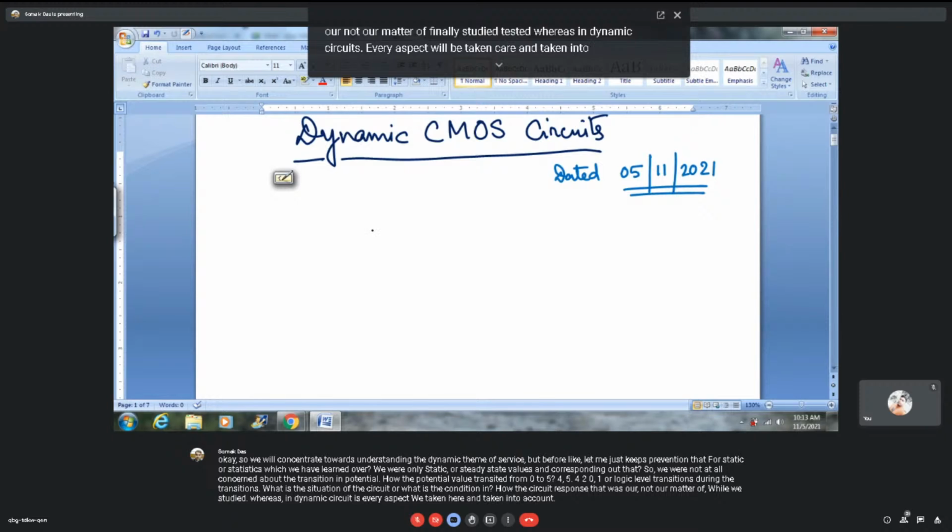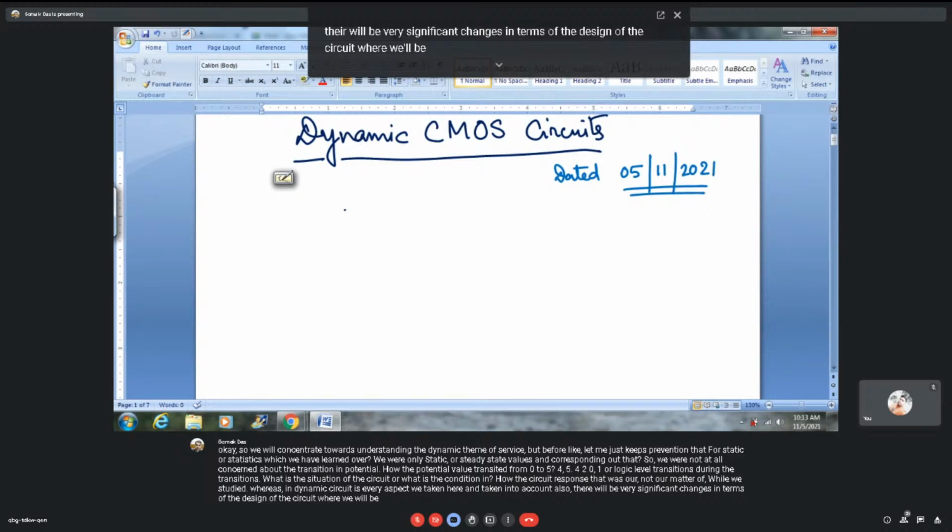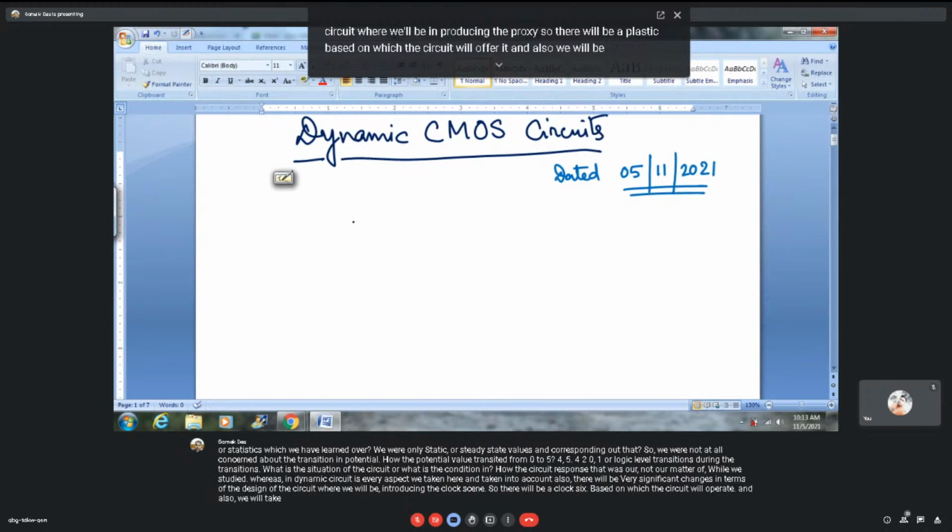Also, there will be very significant changes in the design of the circuit, where we will be introducing the clock signal. So there will be a clock signal based on which the circuit will operate, and also we will take into our consideration one of the capacitive effects which is felt within the circuit, called parasitic capacitance.